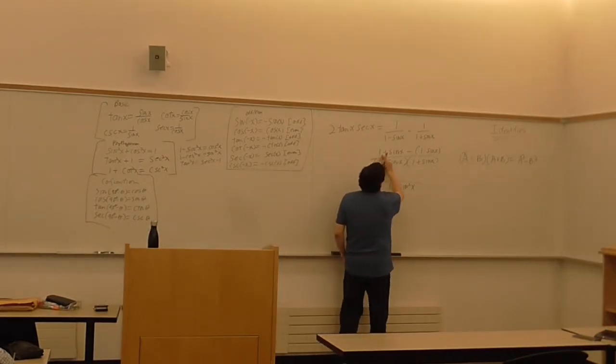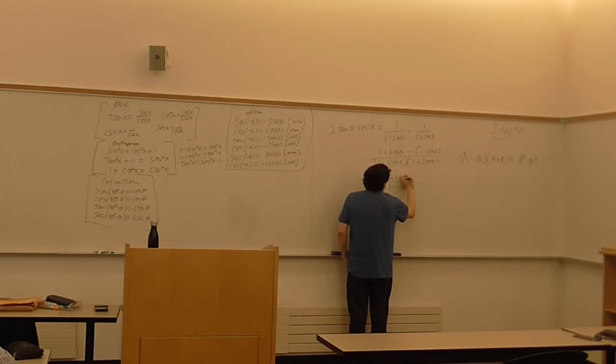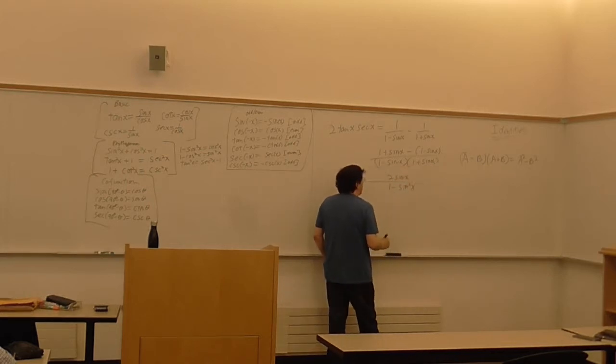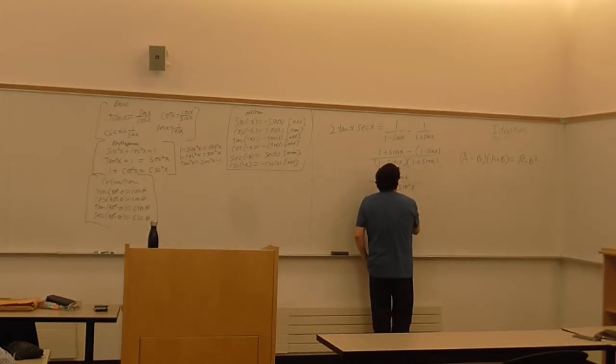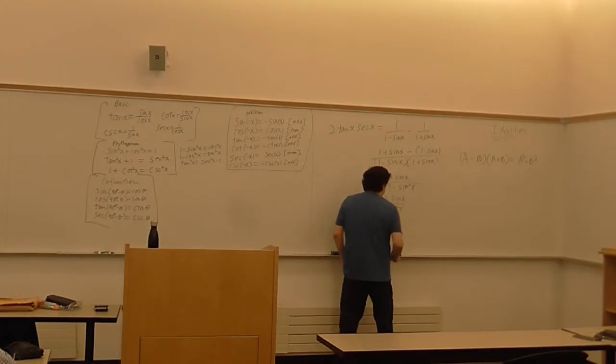All right, what do we have on top? We've got 1 minus 1. That goes away. Sine of x minus a minus sine of x, that's 2 sine of x. So this is going to become 2 sine of x over cosine squared x.